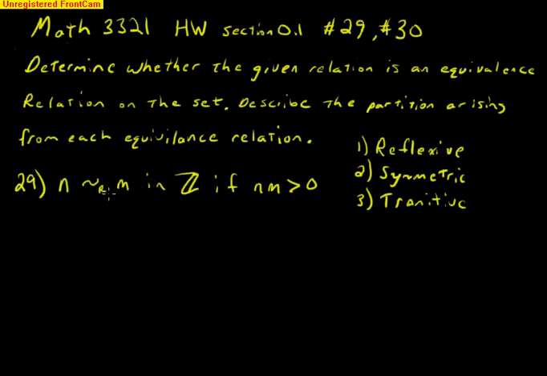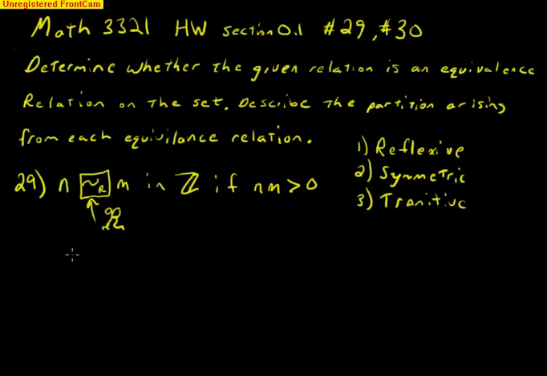Okay, so looking at number 29, we have N is an equivalence relation to M. In the book, I'll just make a quick note. In the book, you get this really super hard to draw, fancy, squiggly R right here. So in class, we're just using this right here, which is a lot easier to draw than this really crazy font. So that is the same thing there. So N is related to M in Z if N times M is greater than 0.